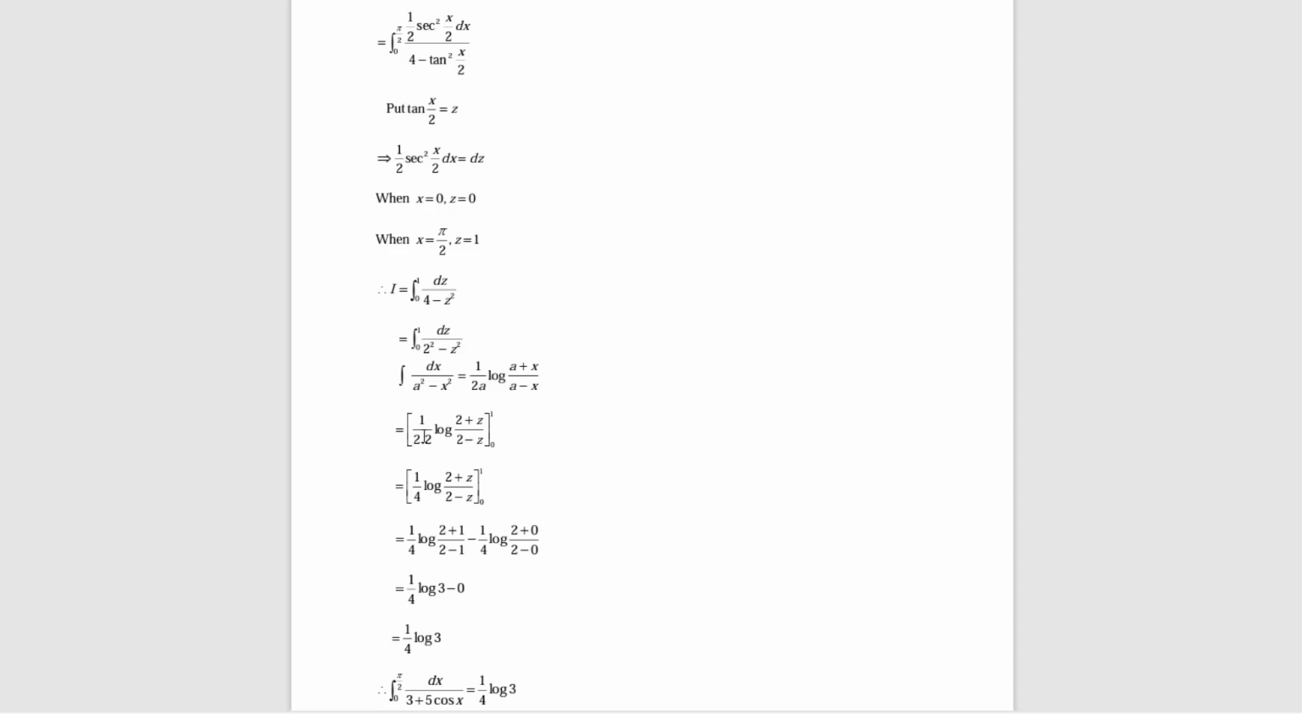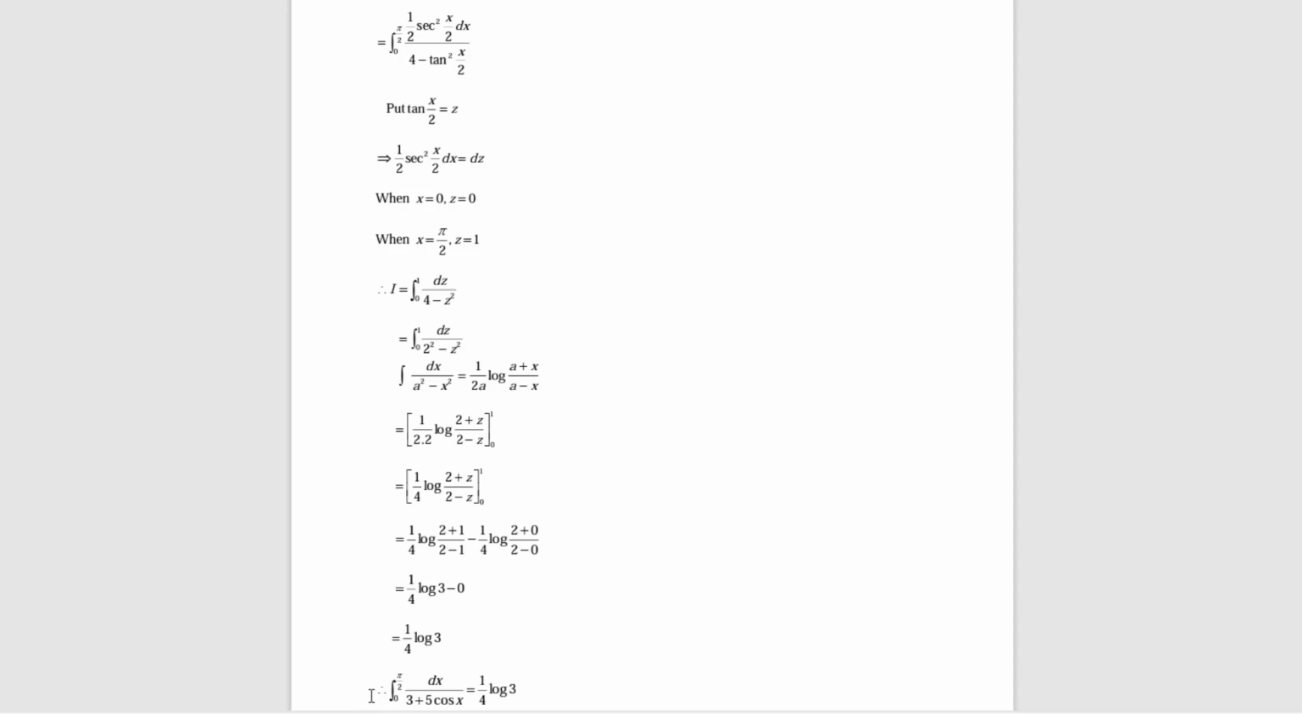In the next line we just multiplied this 2 with 2 and got 4, and in the next line we just put the value of upper and lower limits. In place of z, first we put 1, then we gave a minus, then in place of z we put 0. So at last we got 1 over 4 log 3 minus 0, which gives us 1 over 4 log 3, and this is what we had to prove, right?